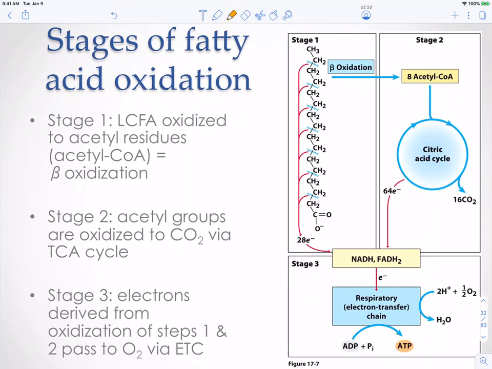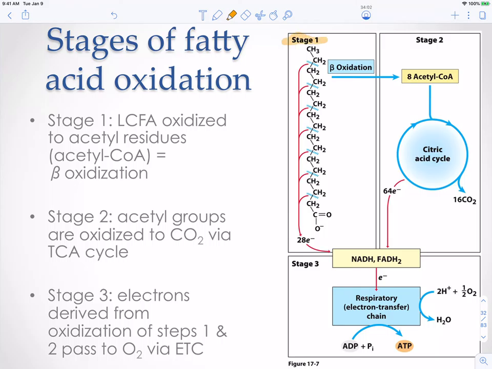All right, so the stages of fatty acid oxidation are going to be four that are going to repeat themselves over and over again for a long chain fatty acid that is saturated. So stage one is going to oxidize the acetyl residues of that acetyl-CoA. And stage two is going to take those acetyl groups that are oxidized and push them through the TCA cycle. And then stage three will take all the different electrons that are formed through both stage one and stage two and pass them into the electron transport chain.